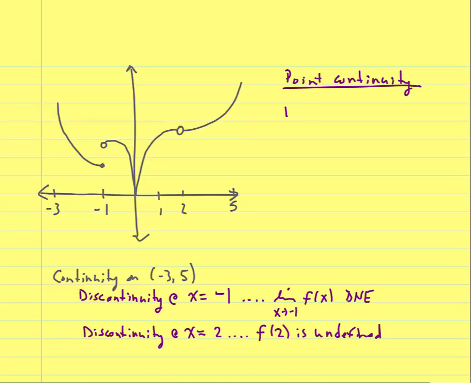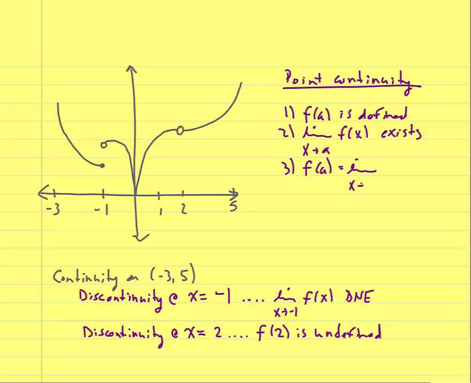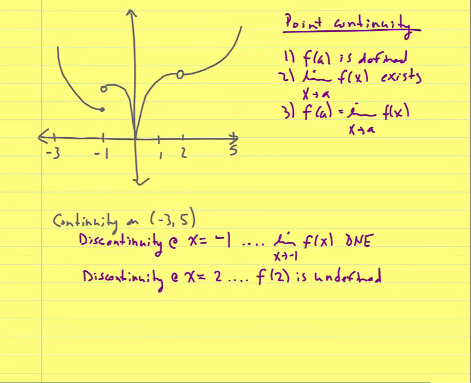So 1, f of a is defined. 2, the limit as x approaches a of f of x exists. And the third criteria, if you'll recall, is the functional value and the limiting value are equal. These 3 things have to hold. So I have discontinuities at these points for these reasons.